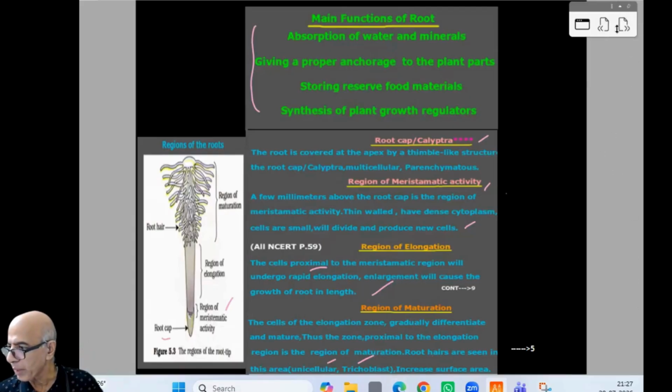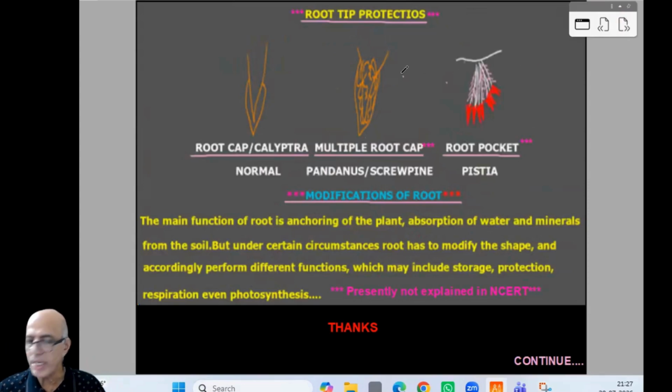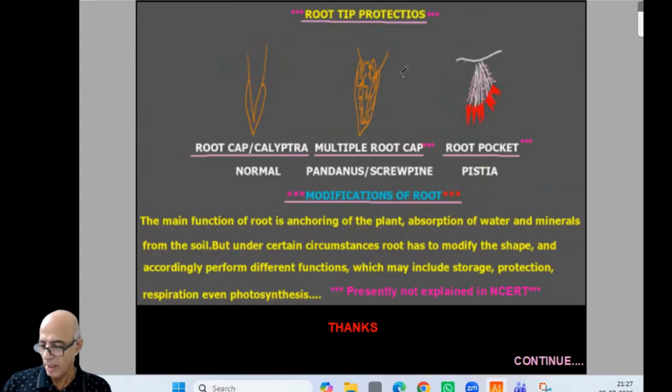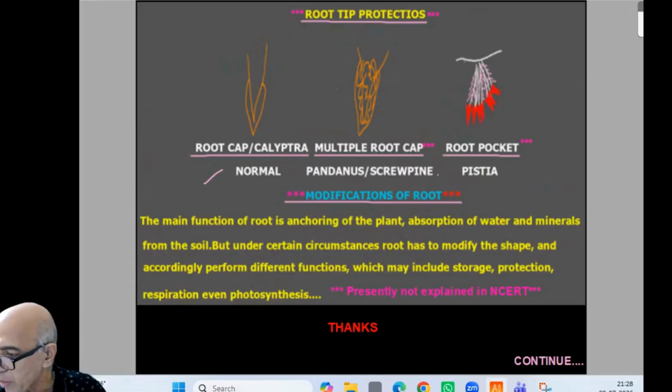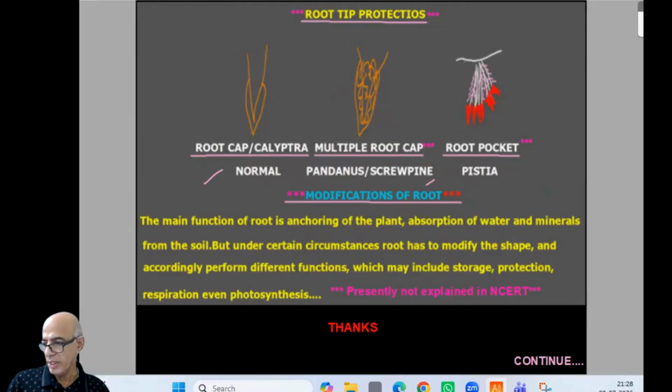Now, root tip protection. This is not in the NCERT, but I mention it just for namesake. A root cap or calyptra is normal; multiple root caps are seen in Pandanus or screw pine, and root pockets for floating and balancing as in aquatic plants like Pistia.